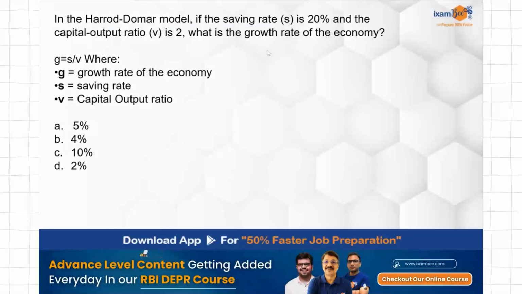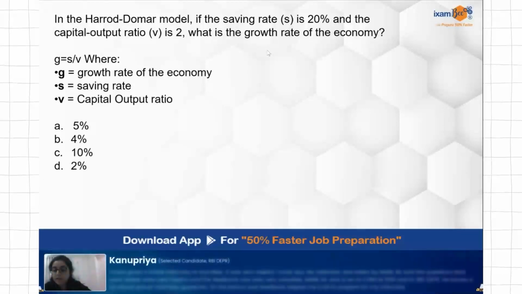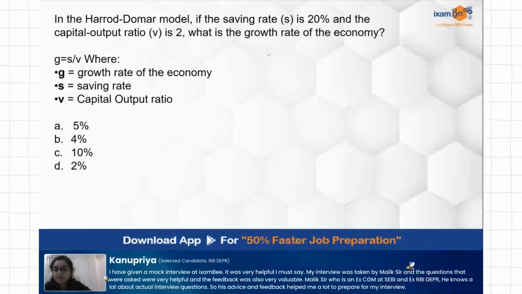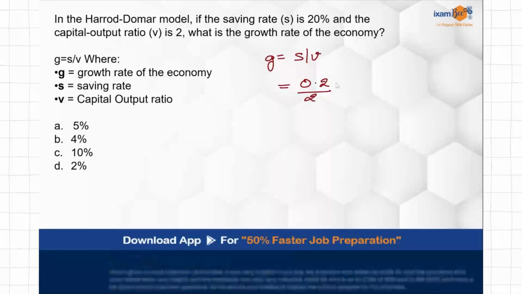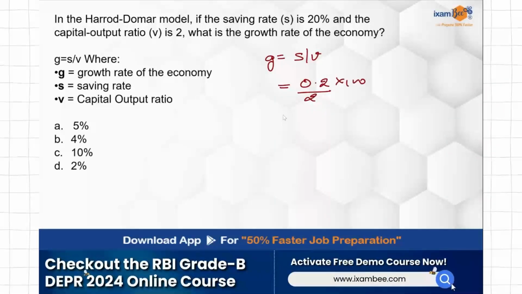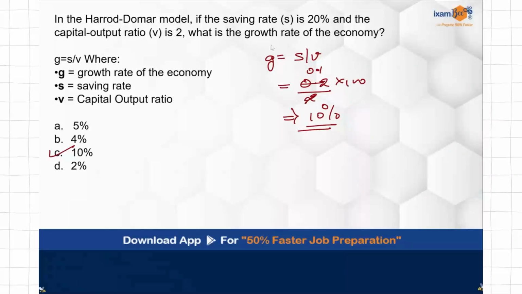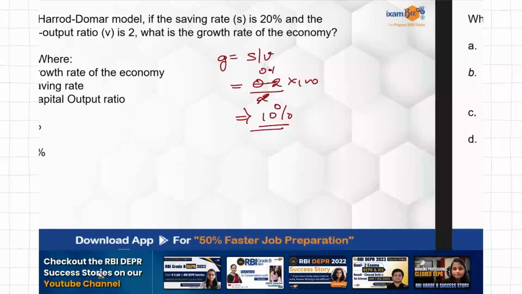Then we have, in the Harrod-Domar model, if the saving rate is 20% and the capital-output ratio is 2, what is the growth rate of the economy? So we know that the growth rate of the economy is S by V, where S is 0.2, 20%, and V is 2, or 200 to see the percentage. So this equals 10%. So here the correct answer should be 10%.